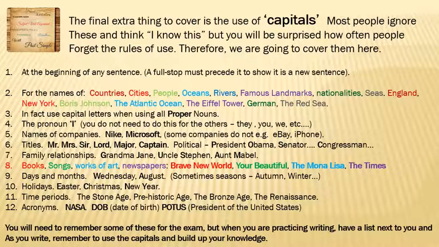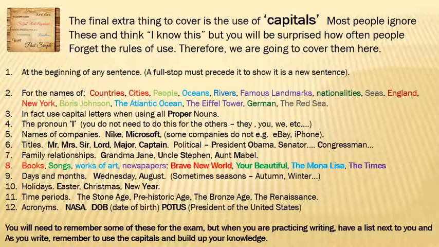Books, songs, works of art, newspapers. Brave New World is a book. You're Beautiful is the name of a song. The Mona Lisa, a famous painting in Paris. The Times, a famous newspaper in England and in America, because they have the New York Times, the Chicago Times.